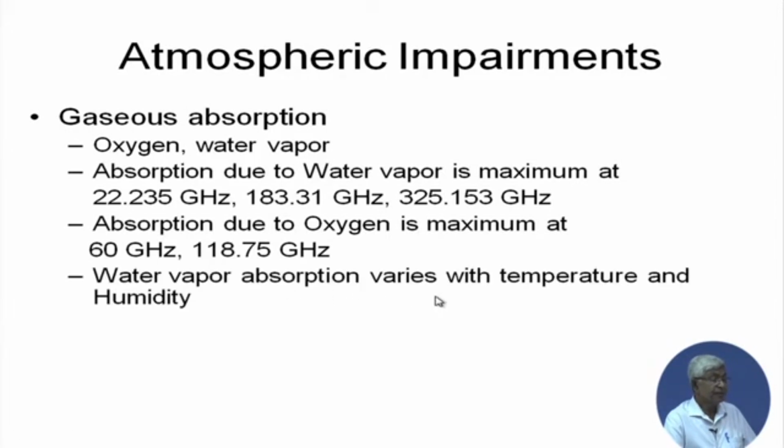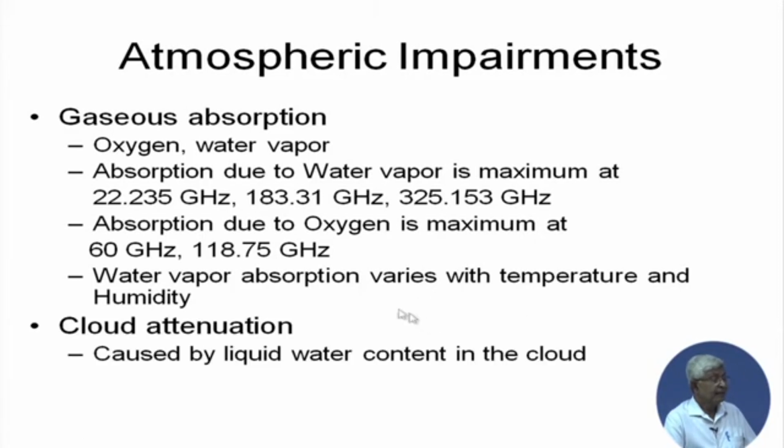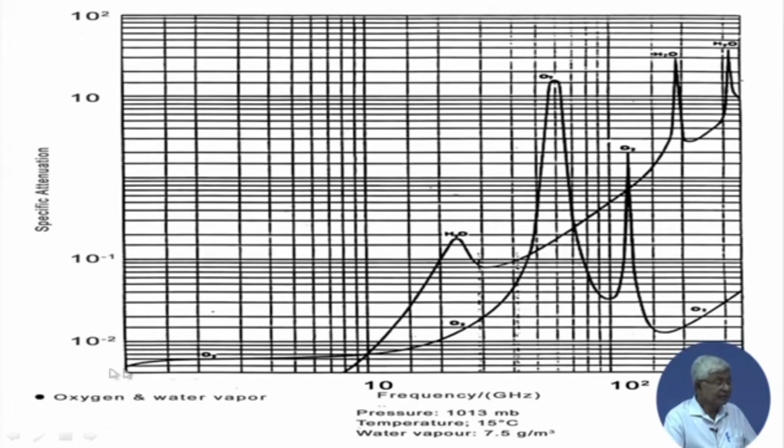Water vapor absorption varies with temperature and humidity, that is obvious. And water vapor in another form is cloud. It is caused by liquid water content in the cloud, and there are certain plots which people have experimented and plotted vertically above the sea level, that is at a particular pressure, temperature, and water vapor content.